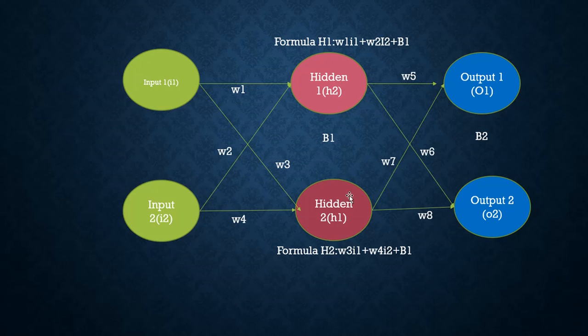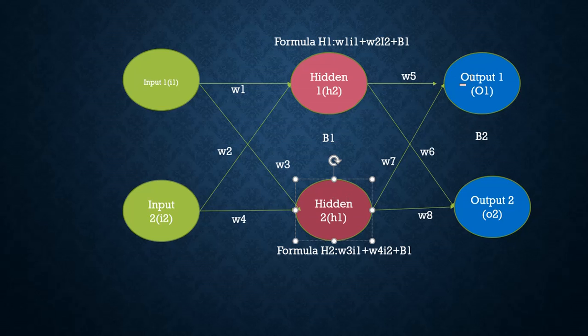And for hidden layer 2, it is the same again. You take input 2 times W4, and input 1 times W3. That is the output for hidden layer 2.